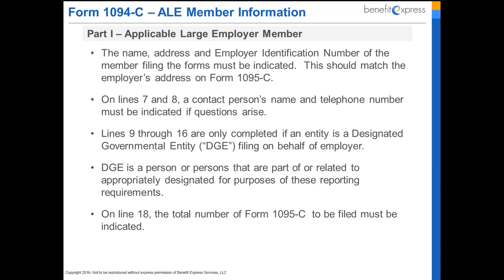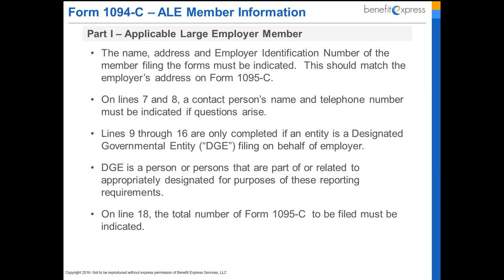Our company has another division with its own EIN. Is it still considered an ALE if the number of this division's employees is less than 50? Yes, because the determination of ALE is determined on a control group basis. But the application of the penalty is determined on a member-by-member basis. So please remember that.